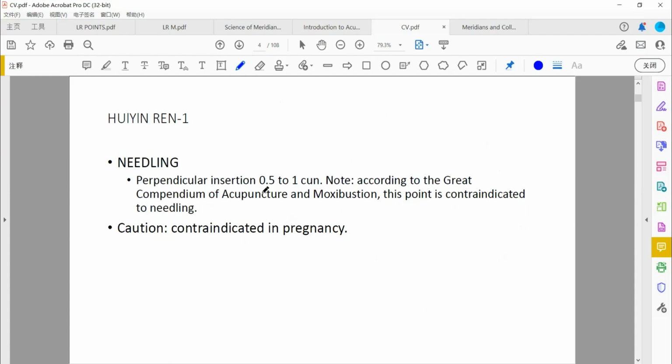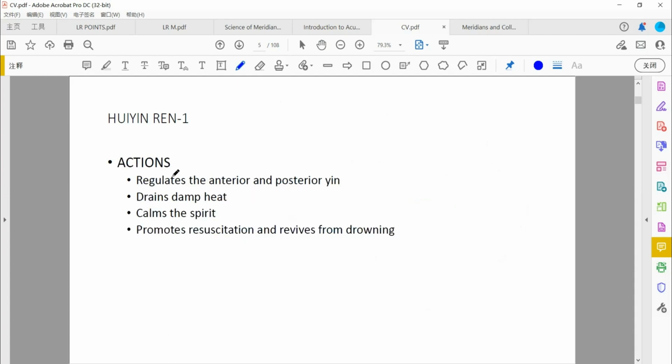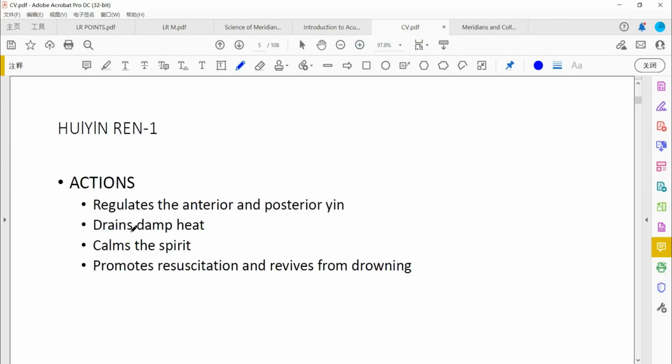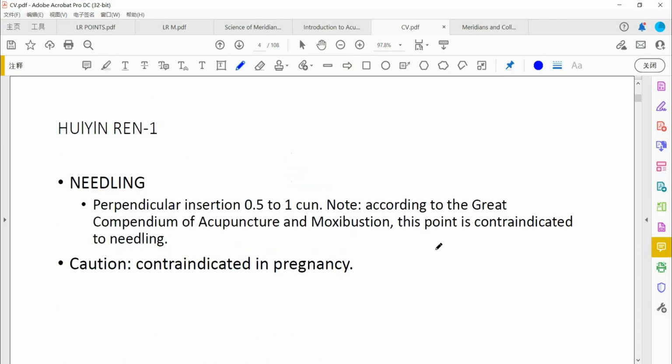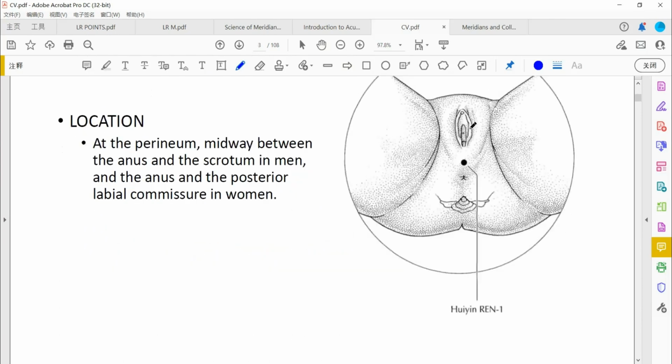Needling: perpendicular insertion, with caution. Actions: regulates the anterior and posterior yin. And what's the anterior and posterior yin? We call it the lower two yin. The lower two yin will be the anterior and the posterior yin. So let's look at the picture. Anterior, posterior two yin.